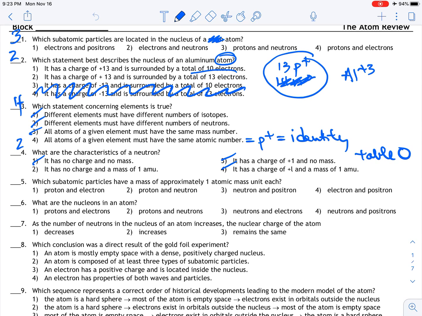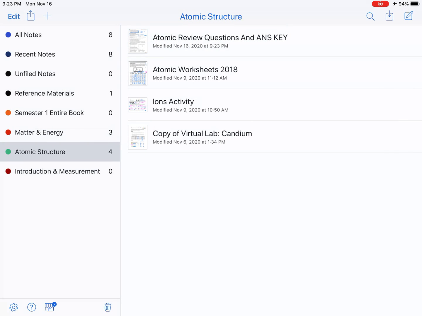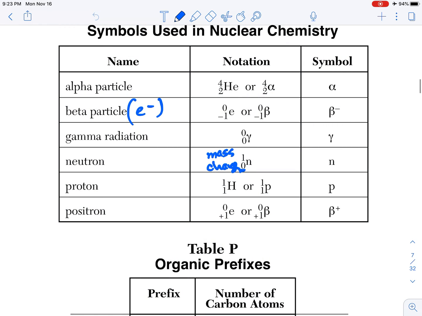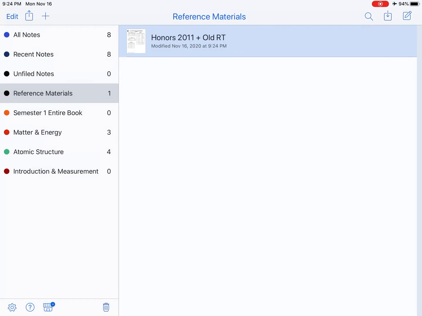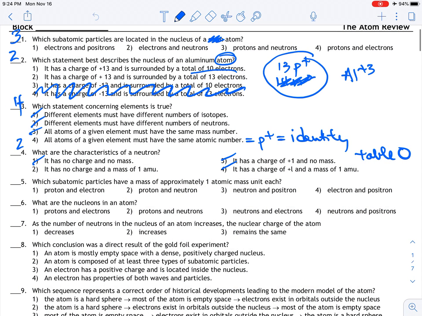Which subatomic particle has a mass of approximately 1 atomic mass unit each? So let's go back to this, 1 AMU each. So can't be alpha, can't be beta, can't be gamma, could be neutron, could be proton, can't be positron. So let's go back here. Neutron and positron, there they are. Nope, that's wrong. I just said that was right and it's not. Proton, electron, no. Proton and neutron, that's right.